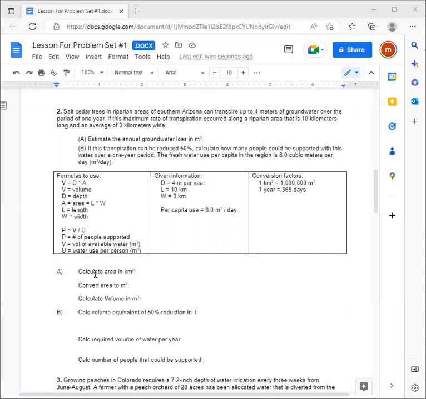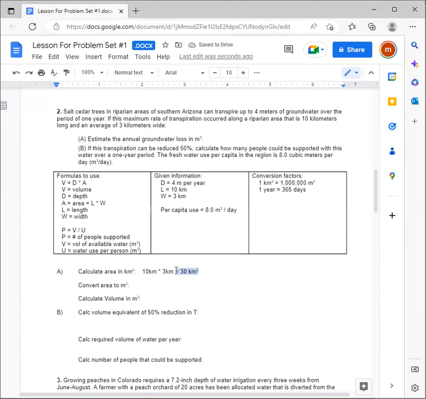So the first thing we're going to do is calculate the area in square kilometers. So we are given the length and width of that area. So it's 10 kilometers times the 3 kilometers. And that gives us 30 kilometers squared. So that's the first part of the problem here.